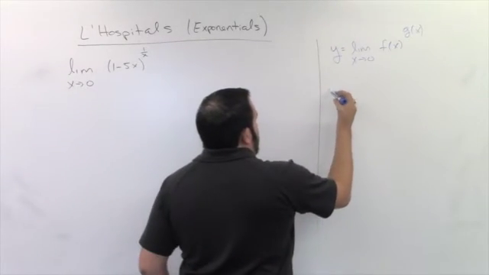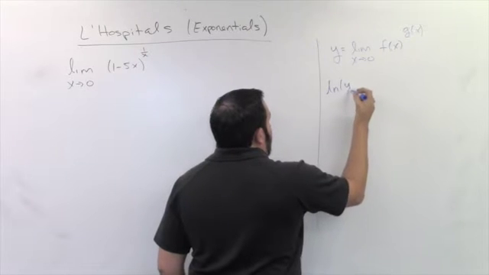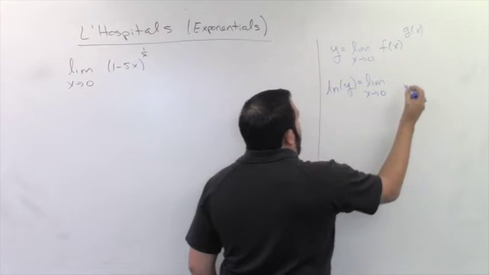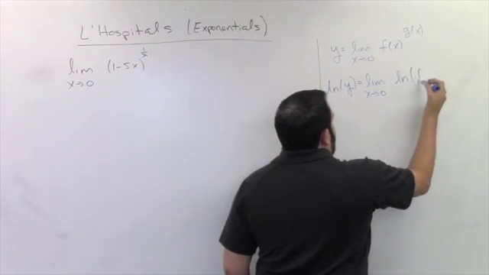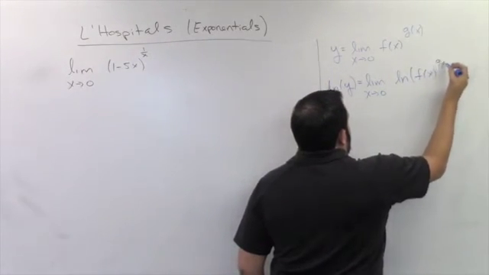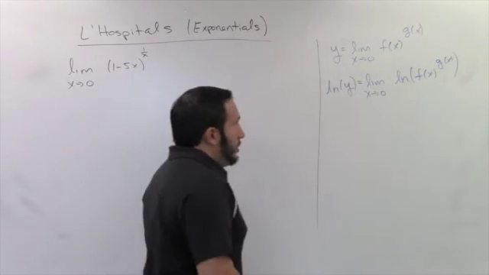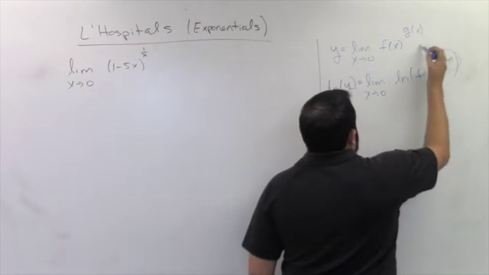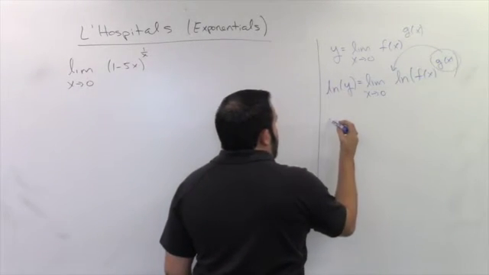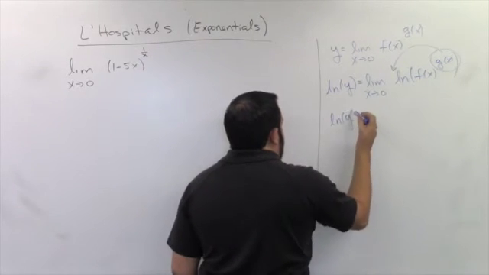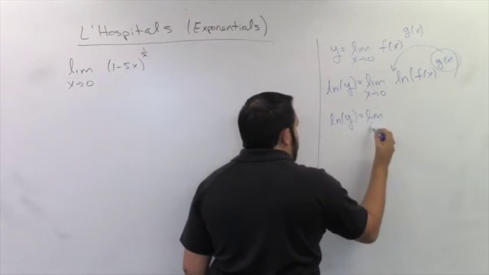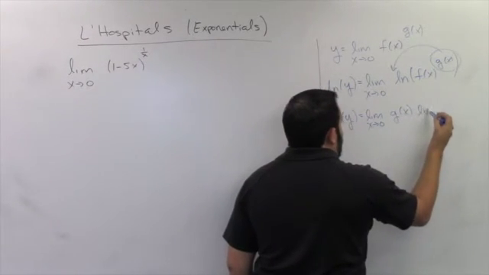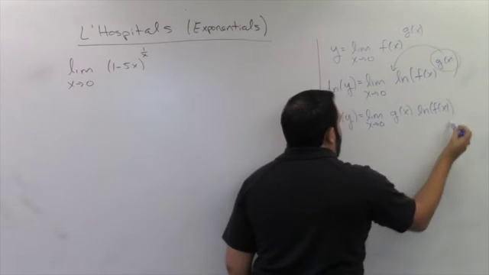So from here, I like to say that the natural log of y is equal to the limit as x approaches 0 of the natural log of f of x raised to the g of x, which, because of our properties of natural log, I can take this function that helps me swing this down. So what we're going to have is that the natural log of y is equal to the limit as x approaches 0 of g of x times the natural log of f of x.